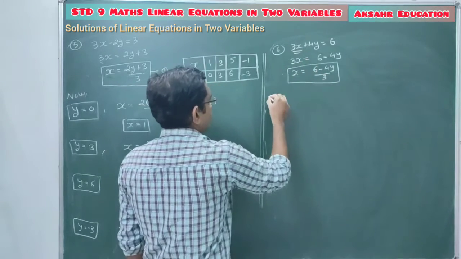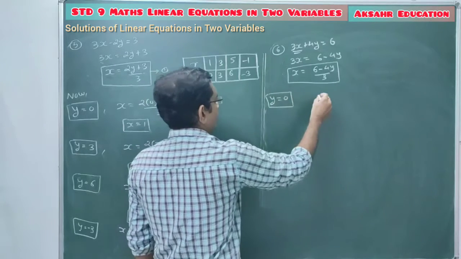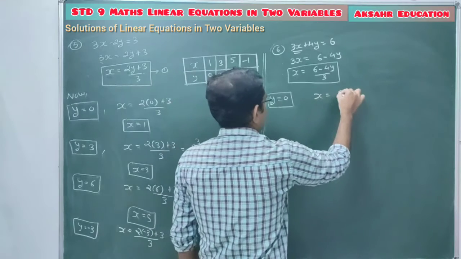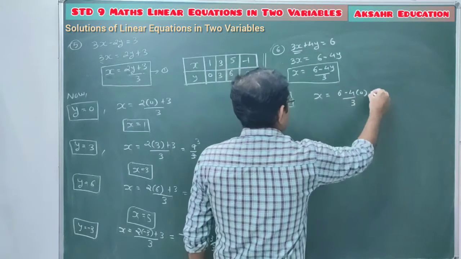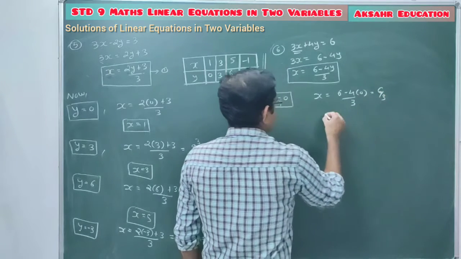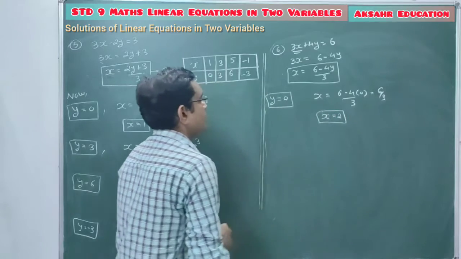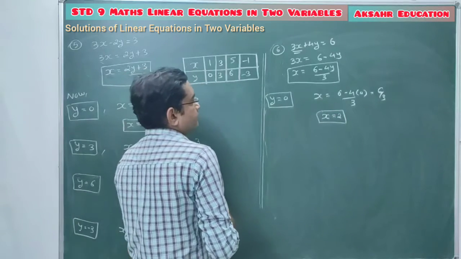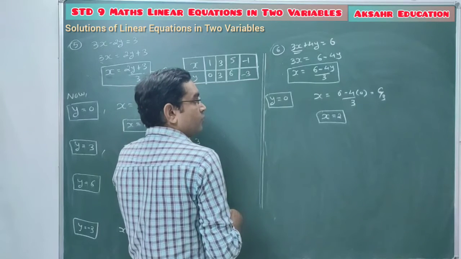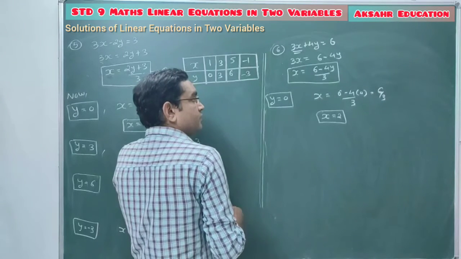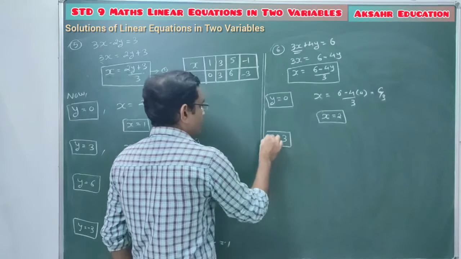of x. So if we take y equal to 0, we are getting x equal to (6 minus 4 into 0) by 3. So this is nothing but 6 by 3. So value of x is 2. Now if you put y equal to 1, then it will be a fraction. Y equal to 2, fraction. Y equal to 3, then we are getting an integer number. So take y equal to 3.